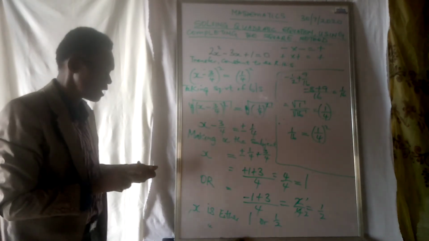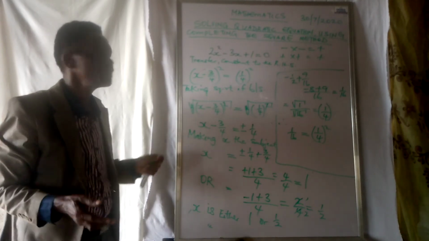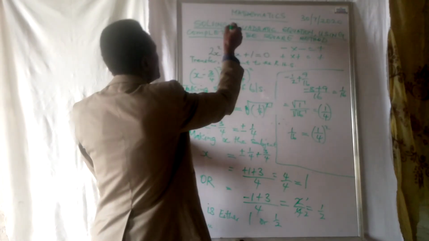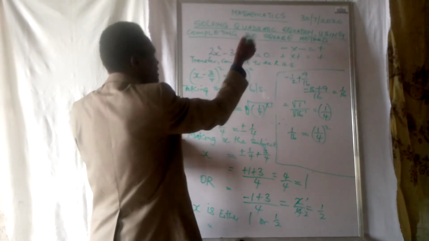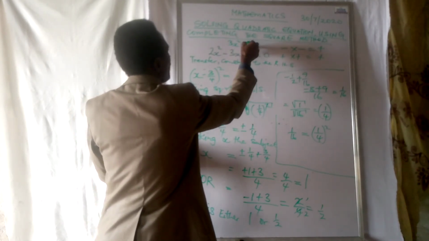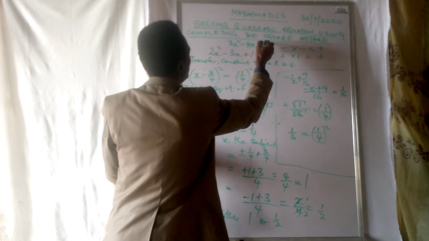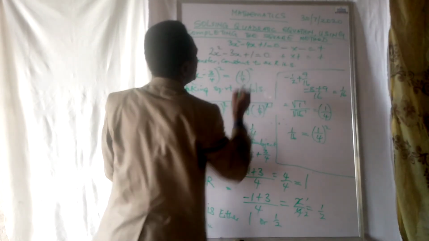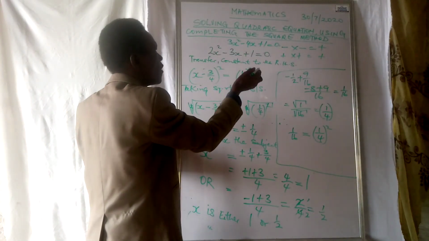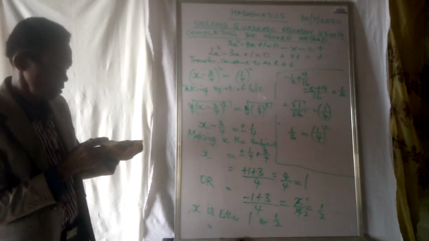During subsequent lectures, we will have more of it. So I want you to take home this example: 3x squared minus 4x plus 1 equal to 0. So do this one as homework. 3x squared minus 4x plus 1 equal to 0. Solve this one as an assignment.